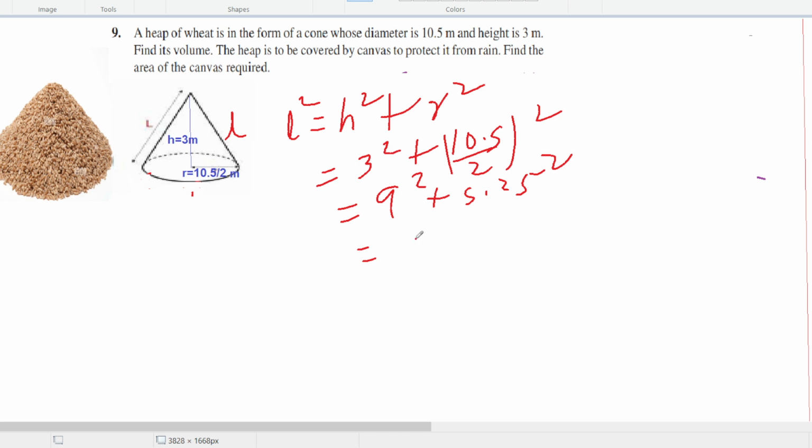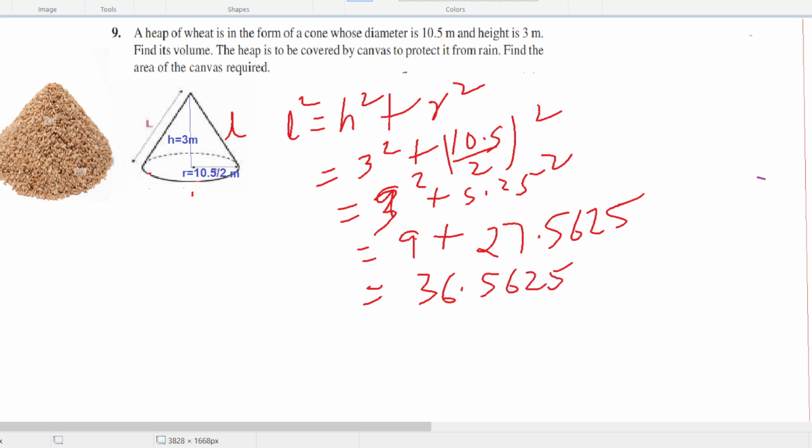3 square, that is 9. 9 plus 5.25 square, that will be 27.5625. Then when you add 9 to that, you will get 36.5625. Now this is L square. Now we have to find L. L means the square root of 36.5625.